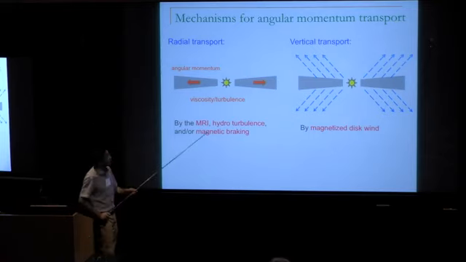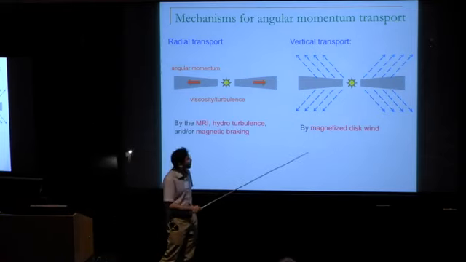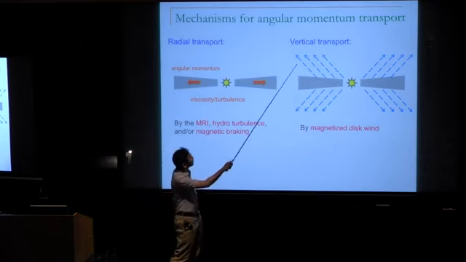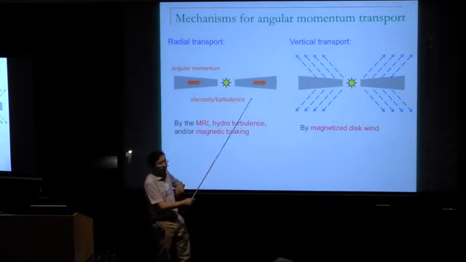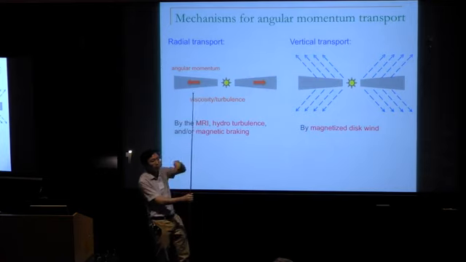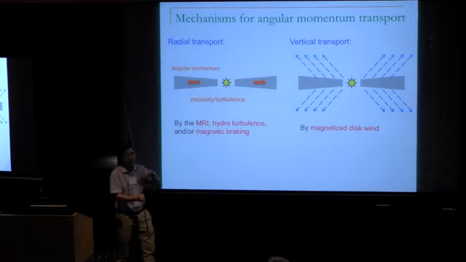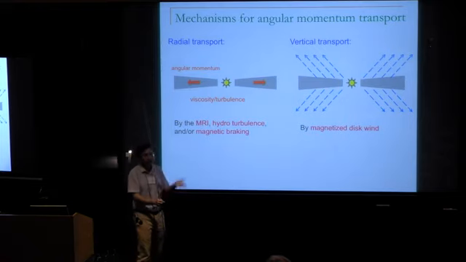Alternatively, you can transport angular momentum vertically by a magnetized disk wind. This requires some large-scale magnetic field threading the disk. As the disk rotates differentially, you can wind up the magnetic field into a helical configuration, so you build up magnetic pressure, and then that can push things out.